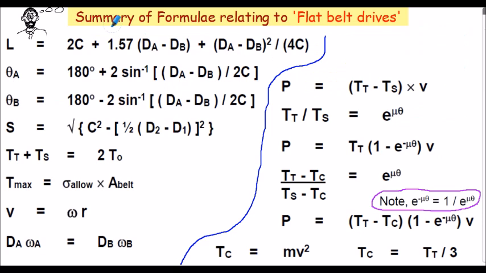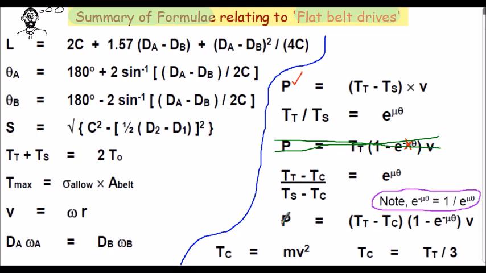So let's consider our summary of formulae relating to flat belt drives. I've assumed flat belt drives here as no groove angle is stated in the question. So what information are we given in the question? Well, we're given the power transmitted, P. There's another equation here for power, but I notice in the question we're not given the coefficient of friction, so I'm going to ignore this equation. I don't think we'll be using this equation for power.